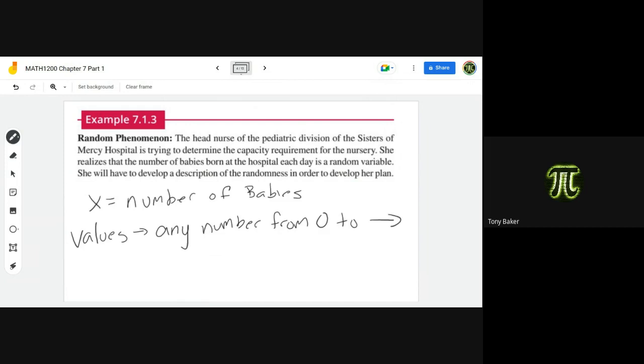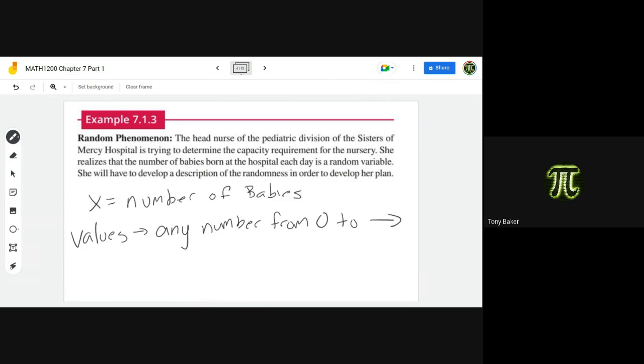Temperature. If I was looking at the temperature over the course of every day, over the course of a year, temperature is continuous. I can have 62.357 degrees. You're not going to sit there and list them all out, but that's a possible value for temperature. Temperature is not only 63, 64, 65, 66. Every number in between those would also work. Does that make sense? So that's the difference between those two.